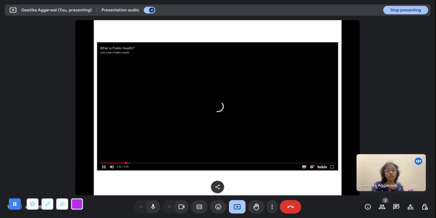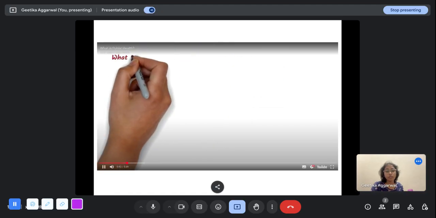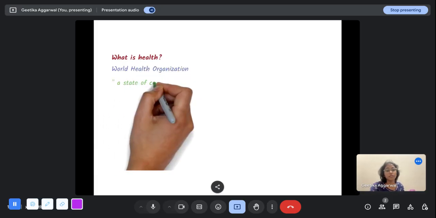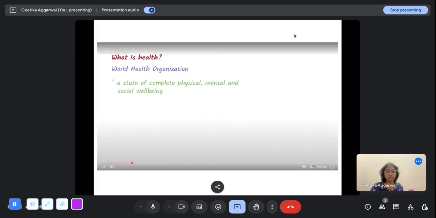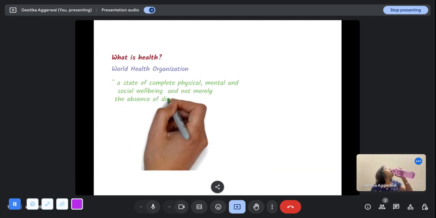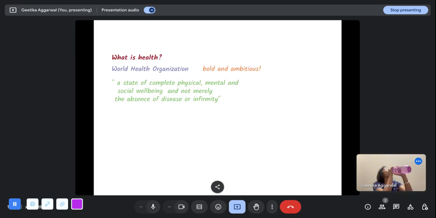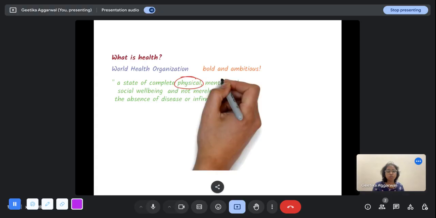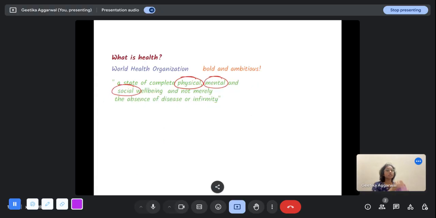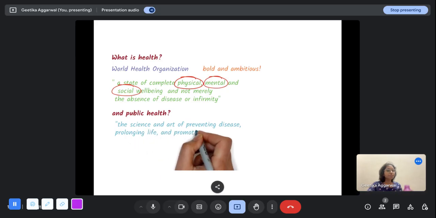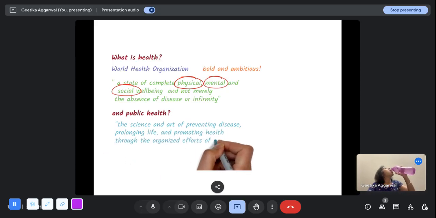Okay, fine. Moving on. First of all, let's have a look at what health is. The World Health Organization defines health as a state of complete physical, mental, and social well-being, and not merely the absence of disease or infirmity. This is a bold and ambitious definition that encourages people to look beyond diseases and focus not only on the physical aspect of health, but also the mental and social aspects as well. And public health? Well, public health is the science and art of preventing disease, prolonging life, and promoting health through the organized efforts of society.